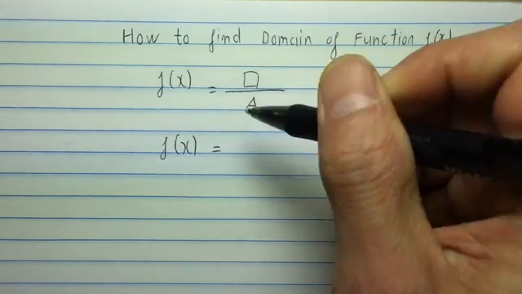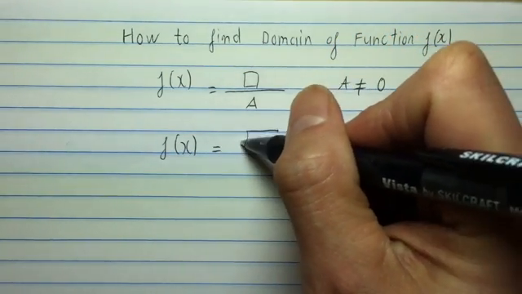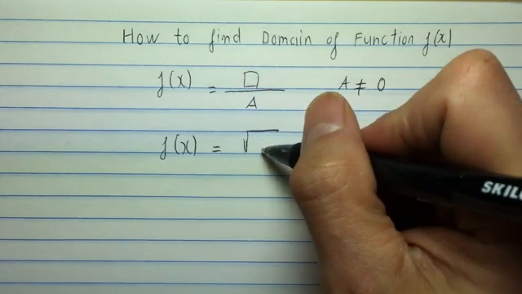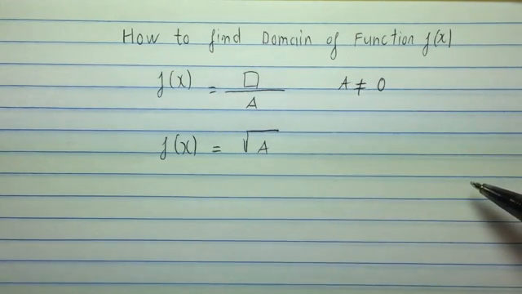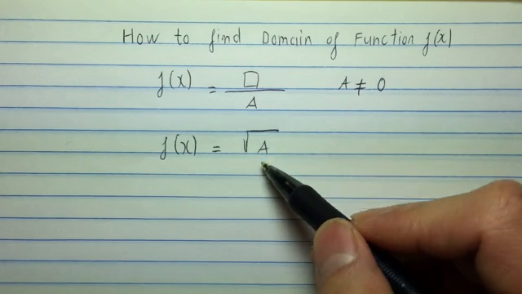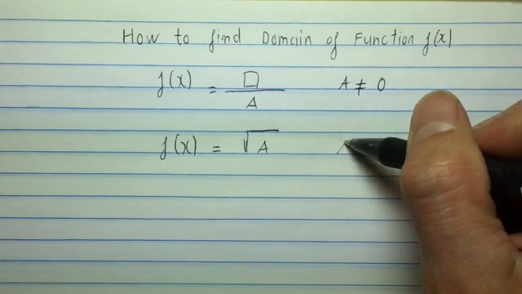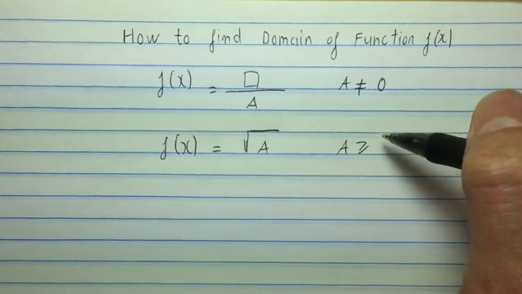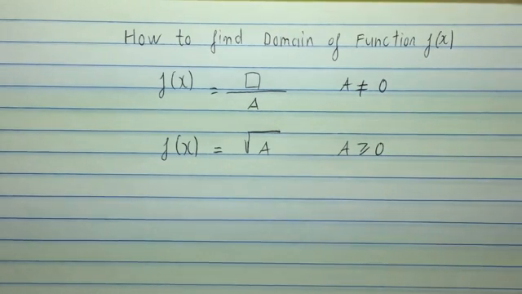Second thing, the function has a radical. So the condition is a is always greater than or equal to 0.